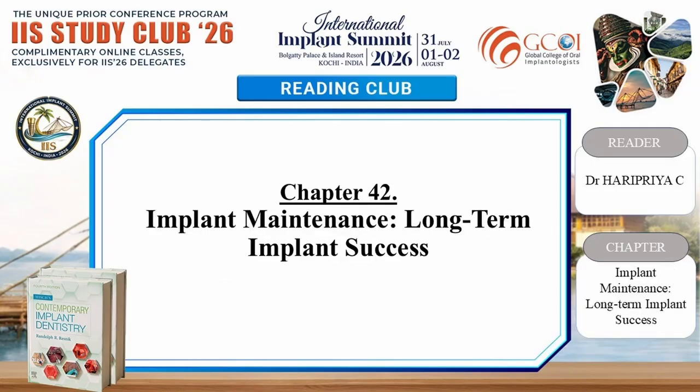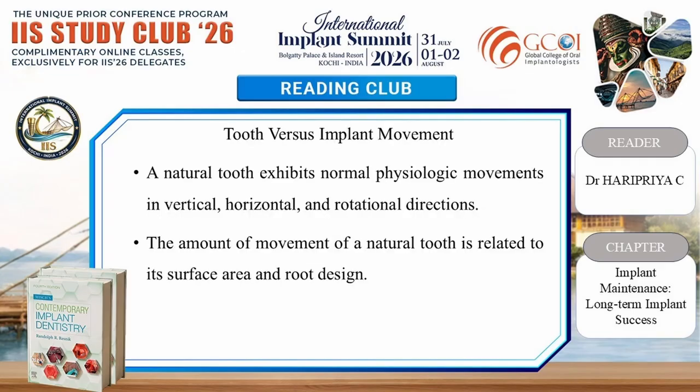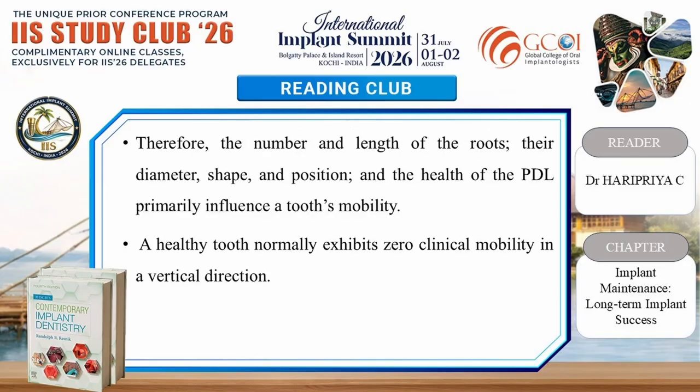Now moving on to the next chapter, chapter number 42, implant maintenance, long-term implant success. Tooth versus implant movement. A natural tooth exhibits normal physiologic movements in vertical, horizontal and rotational directions. The amount of movement of a natural tooth is related to its surface area and root design. Therefore, the number and length of the roots, their diameter, shape and position, and the health of the periodontal ligament primarily influence a tooth's mobility. A healthy tooth normally exhibits zero clinical mobility in a vertical direction.